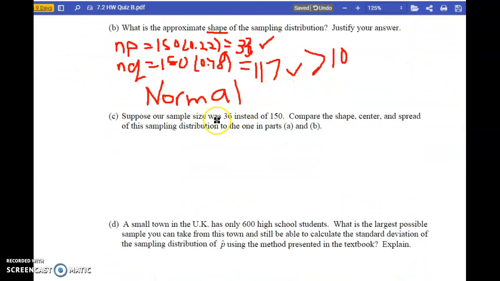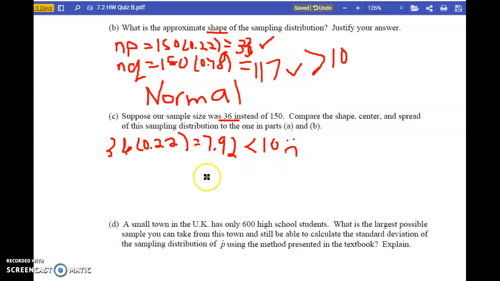Suppose our sample size was 36 instead of 150. Compare the shape, center, and spread. Well, the shape, we have to recheck the normal condition, so now it would be 36 times 0.22. That gives you 7.92, so that's not good. That means it fails the normal condition, so we really can't say what the shape is. That's less than 10, so that's bad. So the shape is not normal.